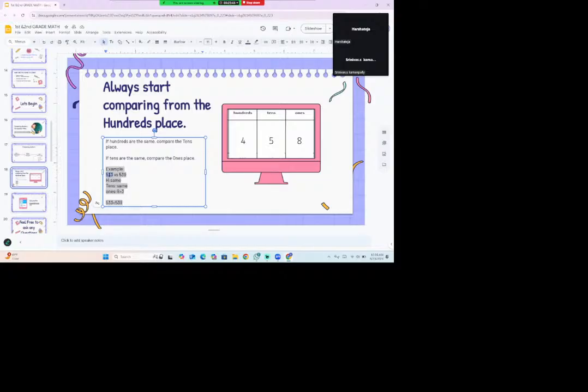We'll do another example. 390 and 386. So in the hundreds place, they're both the same. Tens place, one's 9 and one's 8. So 9 is greater than 8. So we don't need to do the ones place anymore, because we know 390 is greater than 386.